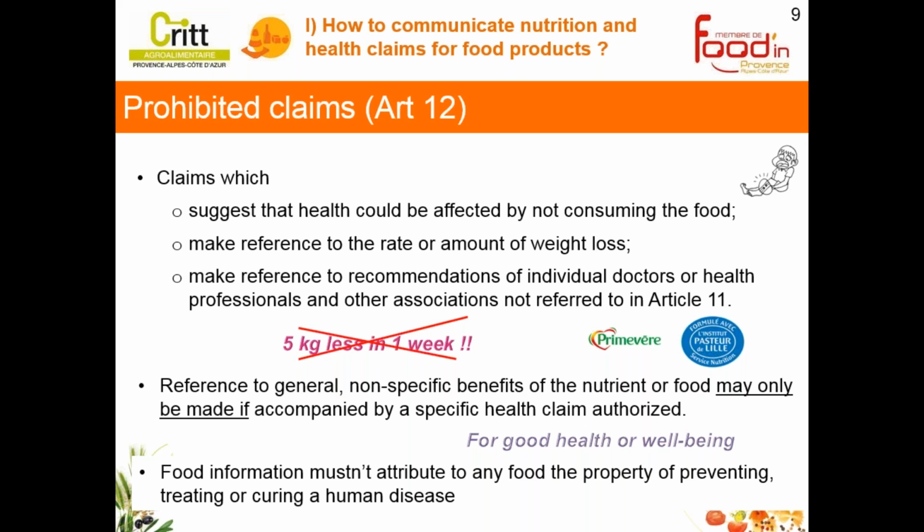Article 11 indicates that national associations of medical, nutrition, or dietetic professionals and health-related charities may be authorized to make recommendations. It's, for example, the case in France of Pasteur Institute, Lille. A reference to general non-specific benefits of the nutrient or food for overall good health or health-related well-being may only be made if accompanied by a specific health claim authorized. Food information mustn't attribute to any food the property of preventing, treating, or curing a human disease, nor refer to such properties. It's forbidden to attribute medicinal properties to a food.